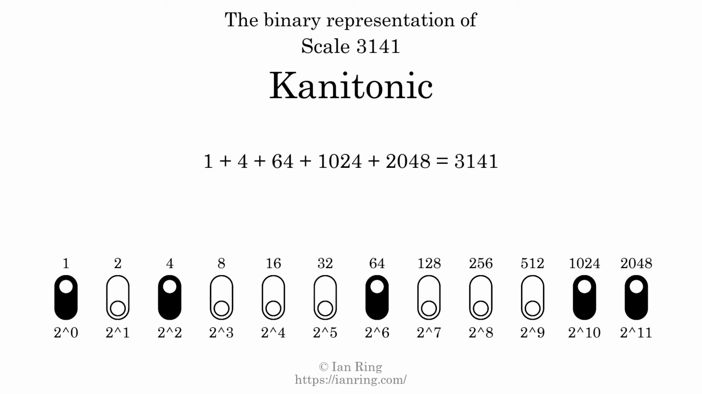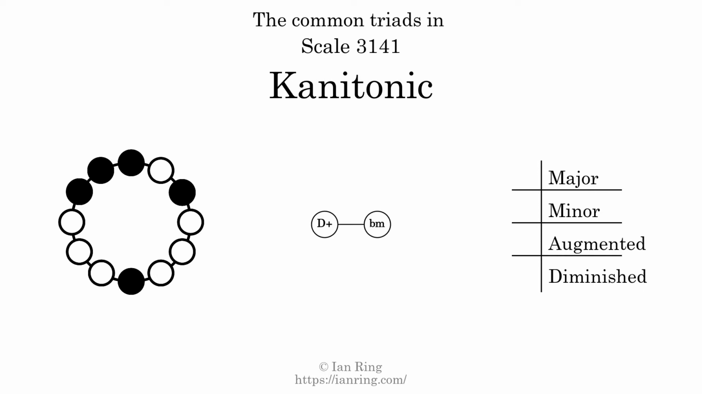3141. The scale number not only enumerates the scale with a unique index, but it also literally describes the tonal content of the scale. Represented as a binary number in base 2, the scale number is 110001000101. Here are the common triads present in this scale.